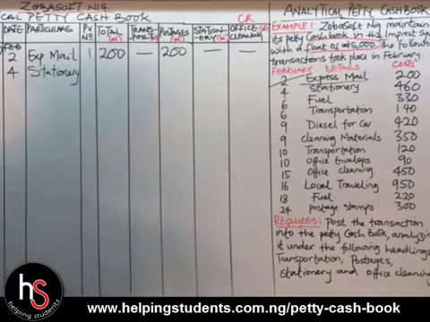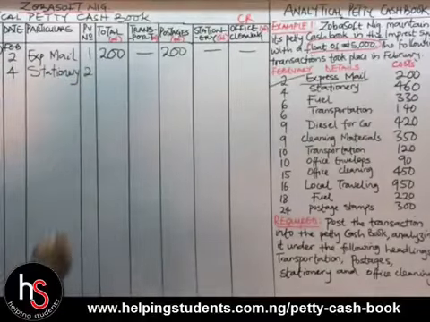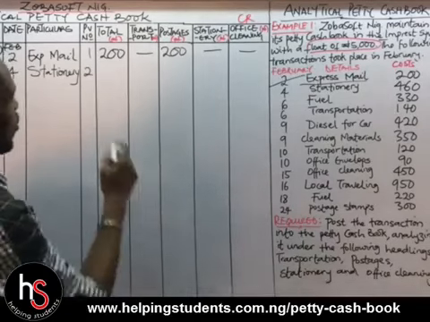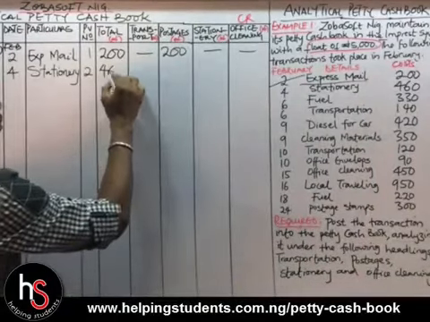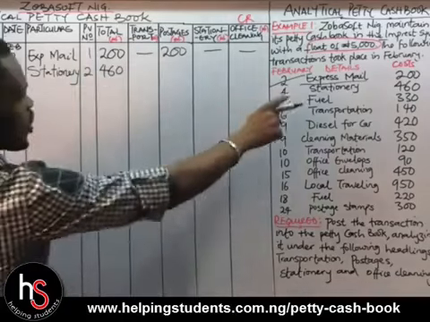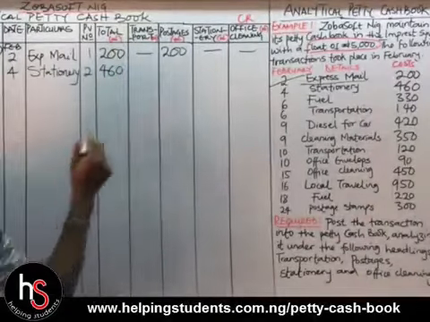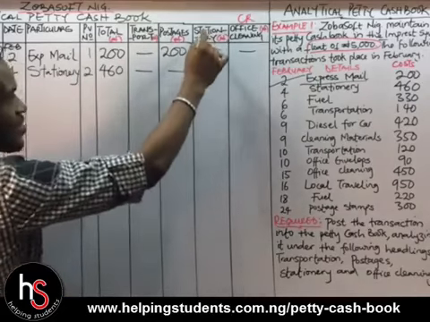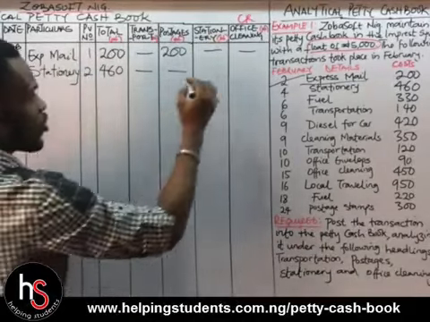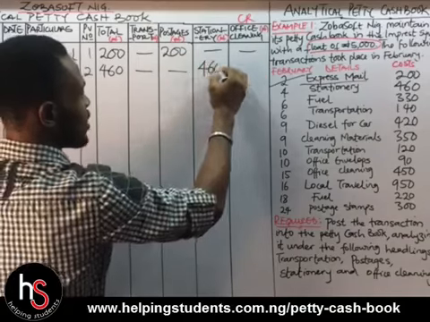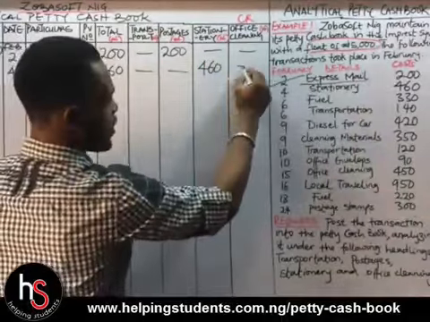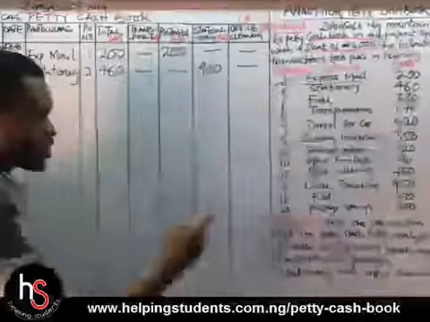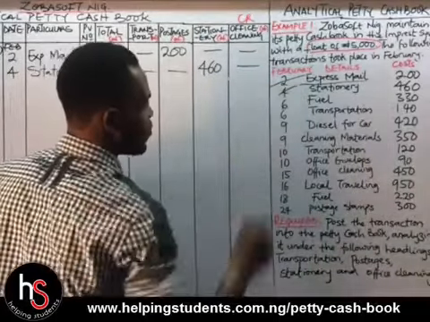Now, under the PV number, we write 2, because it is the second transaction we are recording, okay? Now, what is the total? 460. So, stationery, does it have anything with transportation? No. What about postages? No. Then this is the column for stationery, so we are going to record it here, 460. Under the office cleaning, no transaction. This is the way you take it bit by bit until you get to the last date of the month.